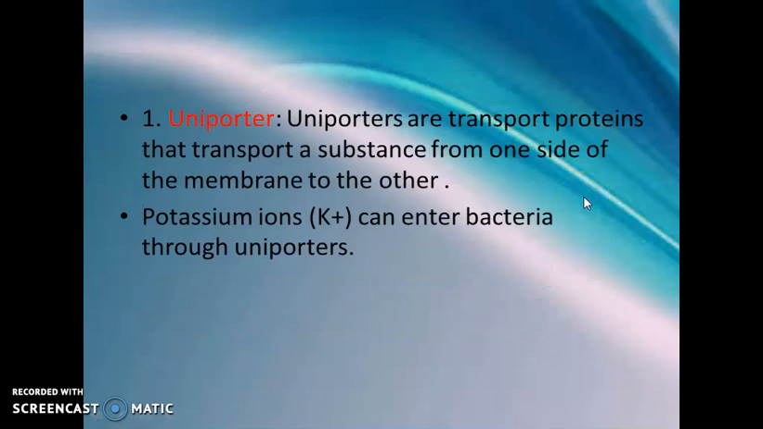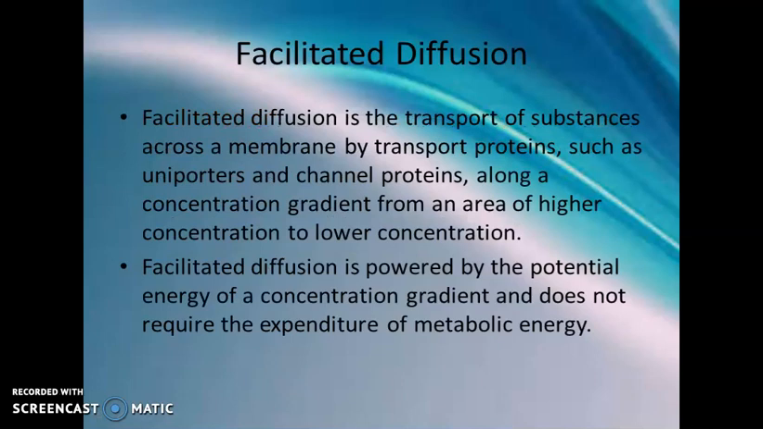So we can discuss more. Facilitated diffusion is also powered by the potential energy of a concentration gradient, and it does not require the expenditure of metabolic energy.